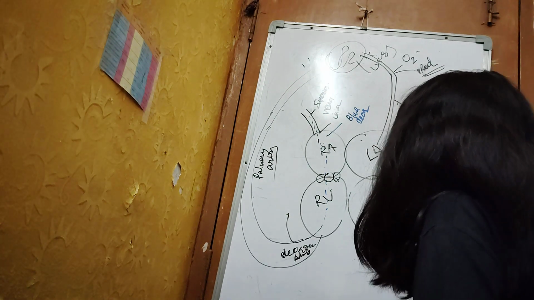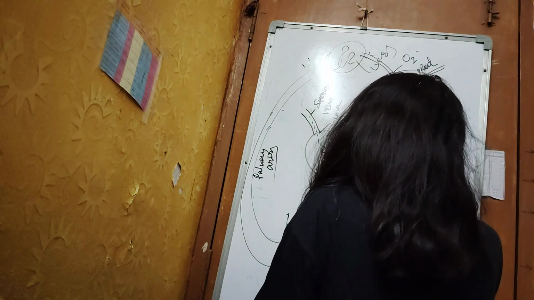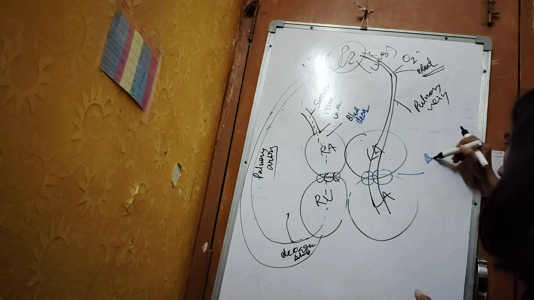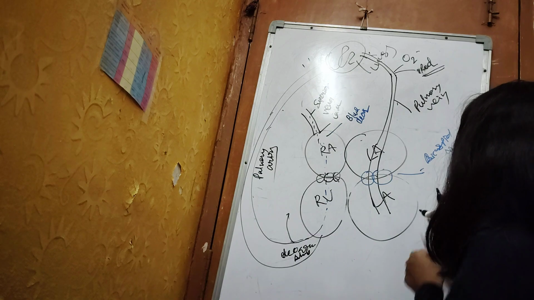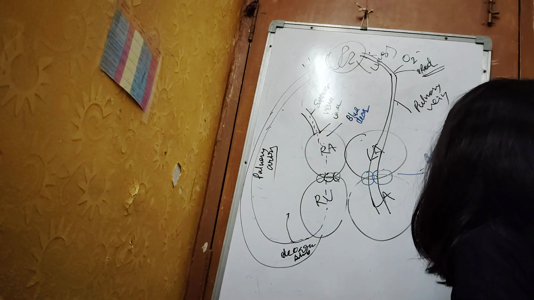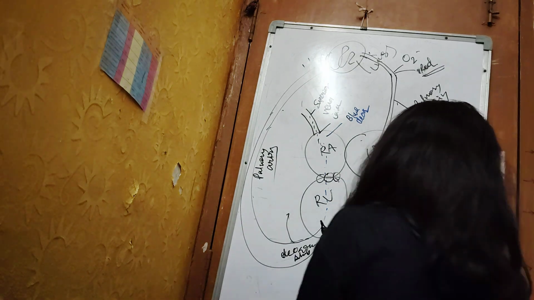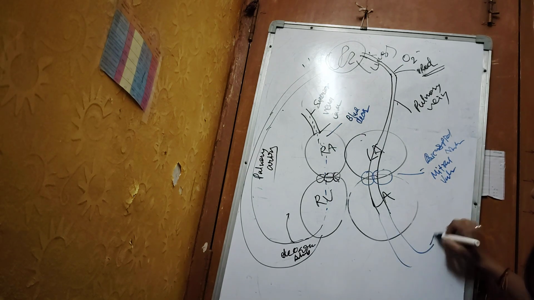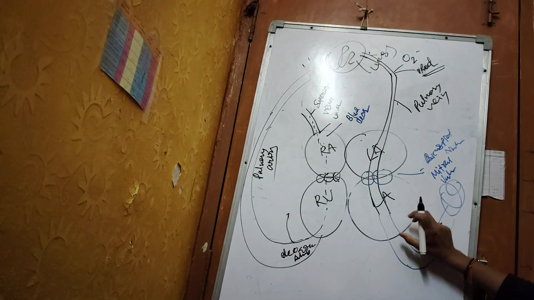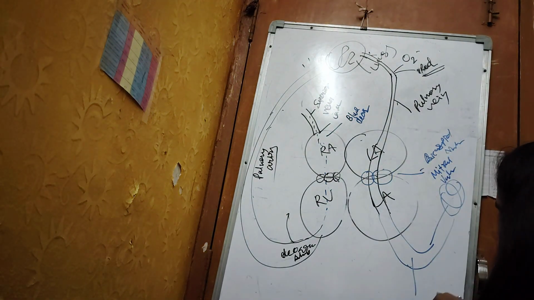And this oxygenated blood goes from the left atrium to the left ventricle through the bicuspid valve or mitral valve. Mitral valve, right? Now this oxygenated blood reaches the systemic circulation. This oxygenated blood reaches the systemic circulation through the arch of aorta.